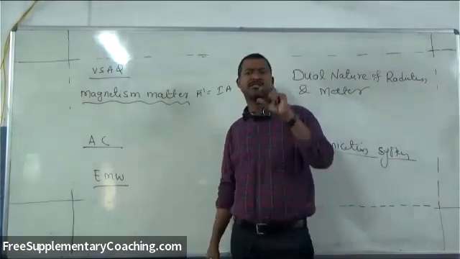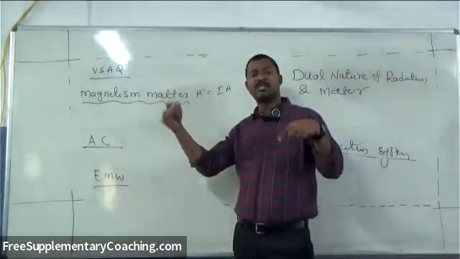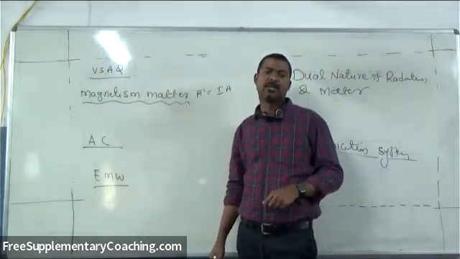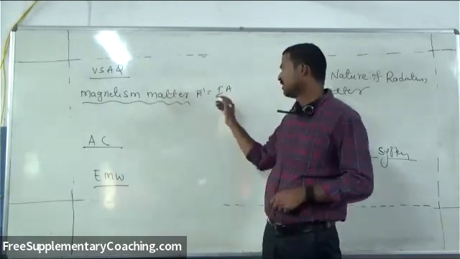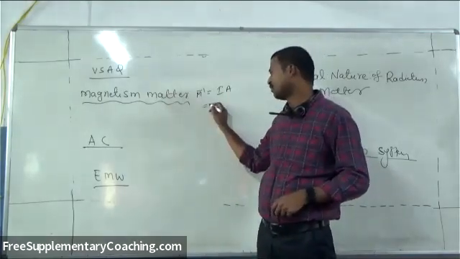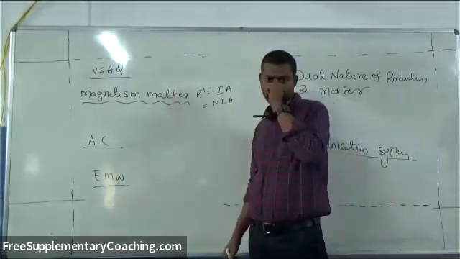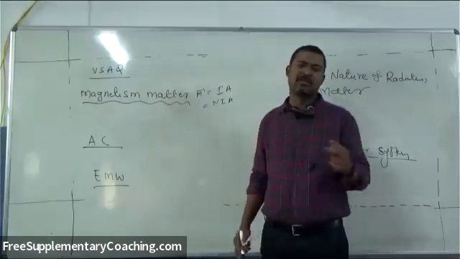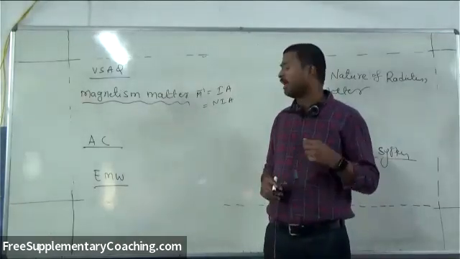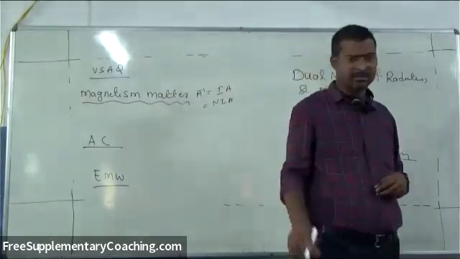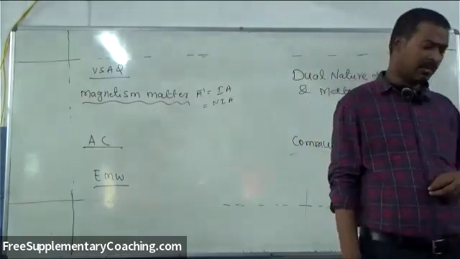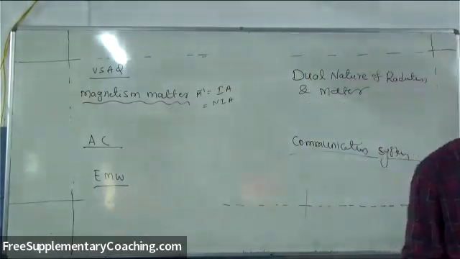But in a solenoid, N number of turns will be present. For a single loop it is I into A; for a solenoid, N turns will be present, so M is equal to N I A. N is the total number of turns, I is the current, and A is the area of each turn. Clear?